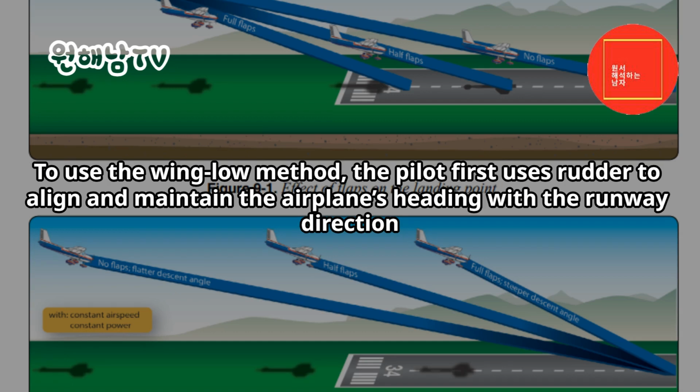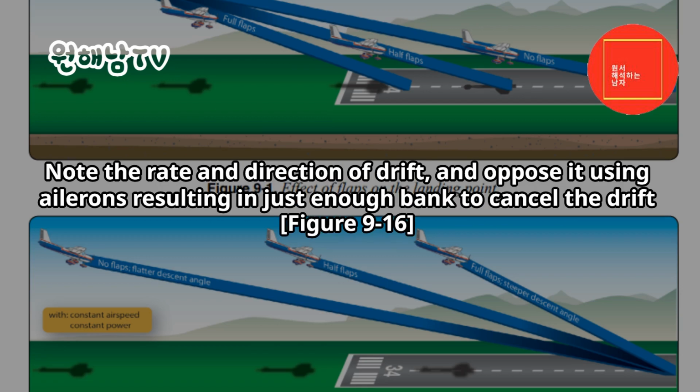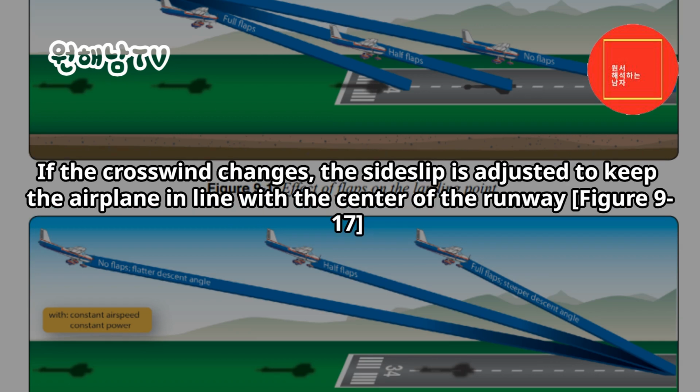To use the wing-low method, the pilot first uses rudder to align and maintain the airplane's heading with the runway direction. Since the airplane is now exposed to an uncorrected crosswind, the airplane will begin to drift. Note the rate and direction of drift, and oppose it using ailerons, resulting in just enough bank to cancel the drift. Figure 9-16. Varying the amount of bank allows the pilot to drift either to the left or to the right, and the pilot adjusts control pressures as needed to intercept and maintain the runway centerline. If the crosswind changes, the sideslip is adjusted to keep the airplane in line with the center of the runway.